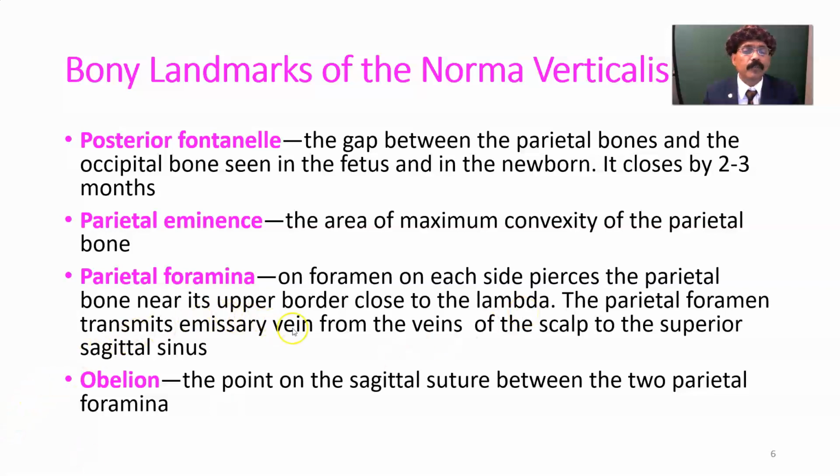The parietal foramen transmits an emissary vein from the veins of the skull to the superior sagittal sinus. The emissary veins, which we discussed, communicate the skull veins to the sagittal sinus, or the cavernous sinus vein to the pterygoid venous plexus. That means the veins at the base of the brain or the venous spaces are communicated to the deep veins by means of emissary veins. Okay, obelion, the point on the sagittal suture between the two parietal foramina.